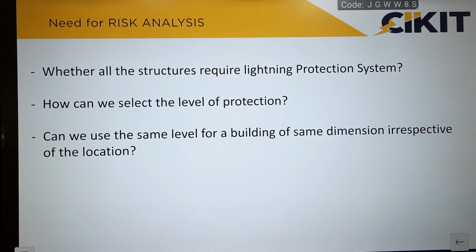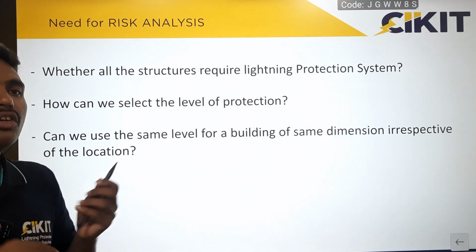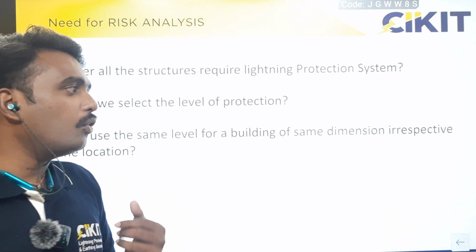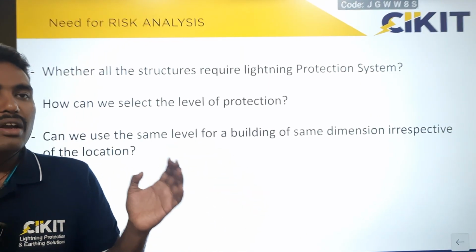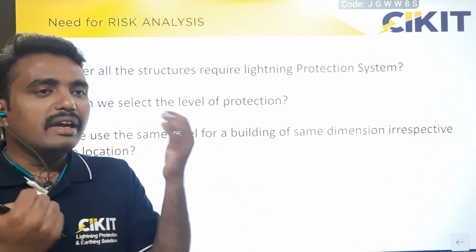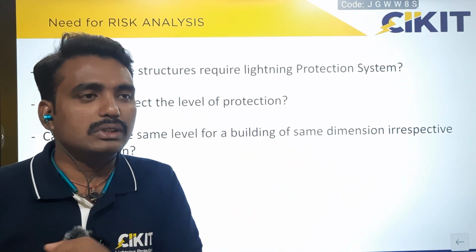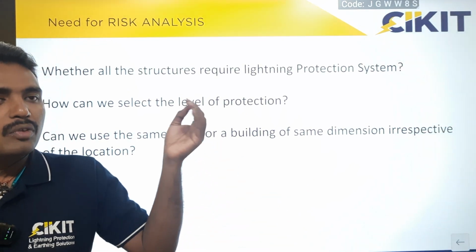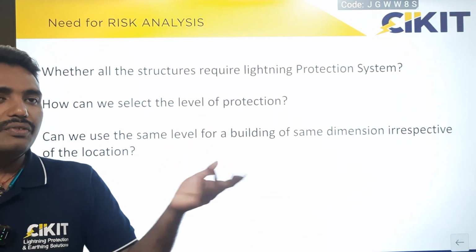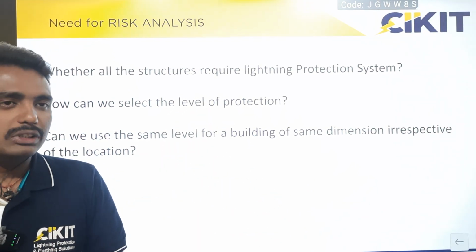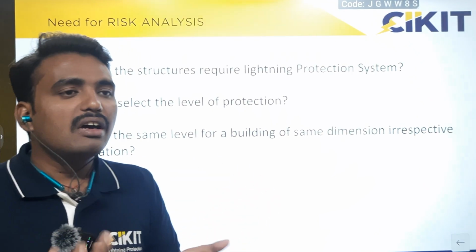And the second one is: how can we select the level of protection? If you take this lightning protection system, there are 4 levels. Level 1 is for highly sensitive equipment like explosive storage and hospitals, where the efficiency will be 99%. But level 4 is for normal buildings and residential areas, where the efficiency will be around 84%. So how can I select this level of protection?